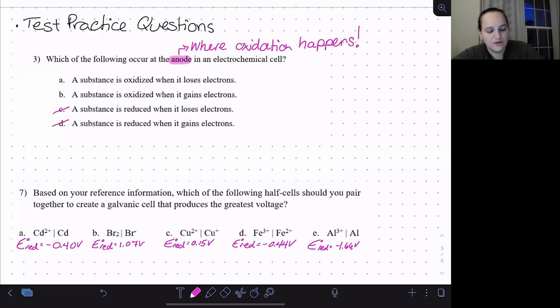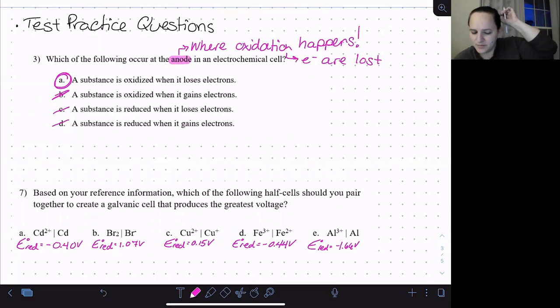So that knocks out C and D, where it's saying a substance is reduced. And the definition of oxidation is that electrons are lost. So a substance is oxidized when it loses electrons at the anode. If you're having trouble remembering which one's which for anode versus cathode and oxidation versus reduction being gained and lost, there are some mnemonics that can help.